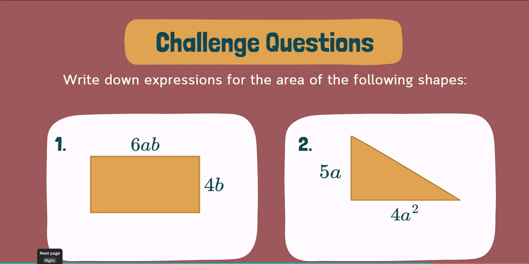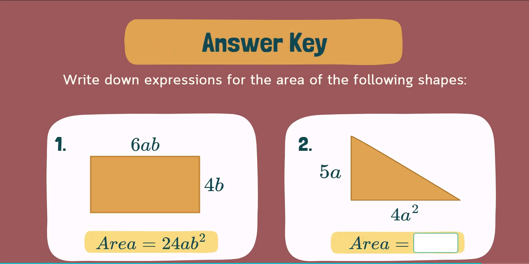Now let's see how to find the area. You simply have to multiply 6 with 4 and then you have to multiply the variables. So 6 4s are 24 and AB will be written as AB square. Similarly, in question 2, you will multiply 5 with 4, that is 5 4s are 20. So 5 4s are 20 and A square plus 1 more A will be A cube.